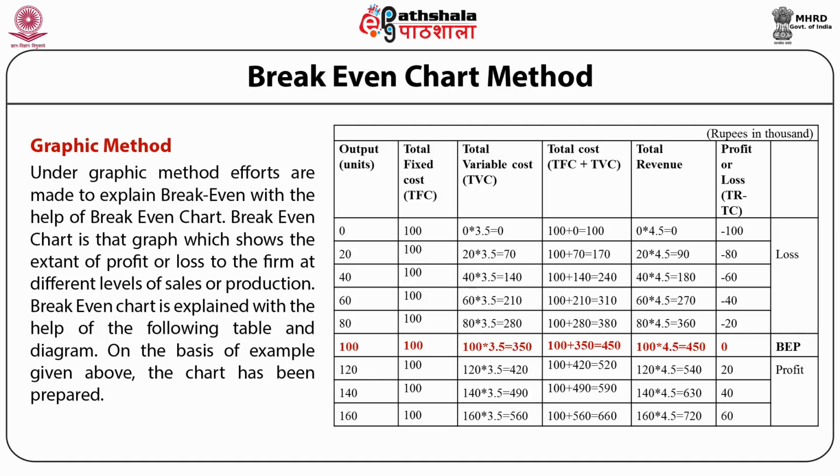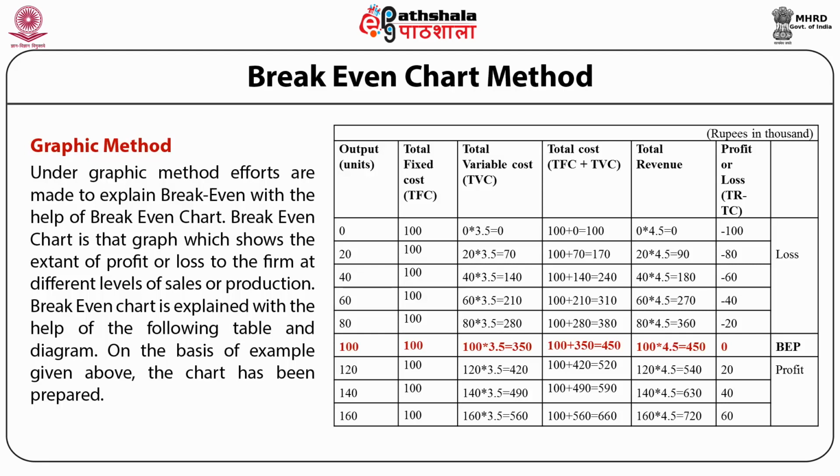We take different output levels, that is from 0 to 160: 0 units, 20 units, 40 units, 60 units, 80 units, 100 units, 120 units, 140 and 160 units. In the next column, we have given the total fixed cost, which is 1 lakh, and it remains constant whether the company is producing 0 units or 160 units.